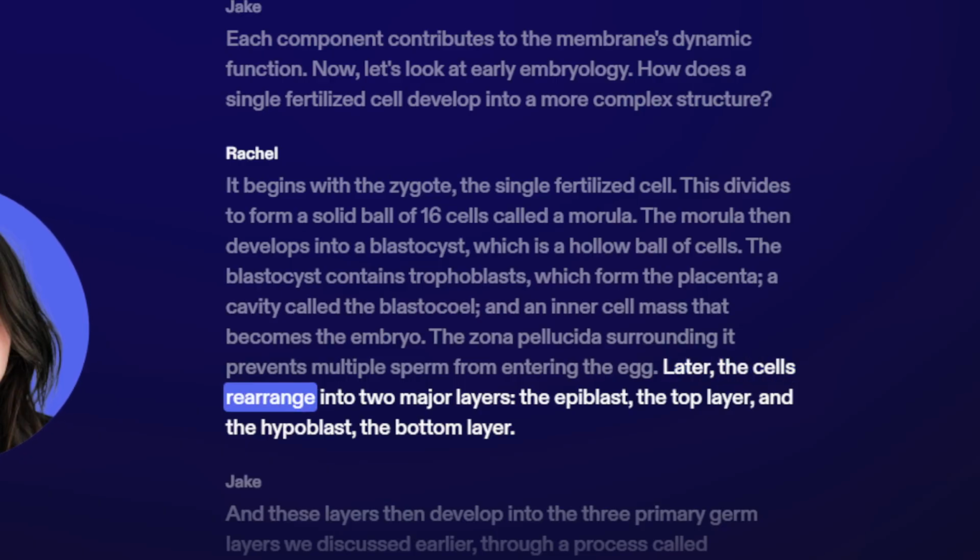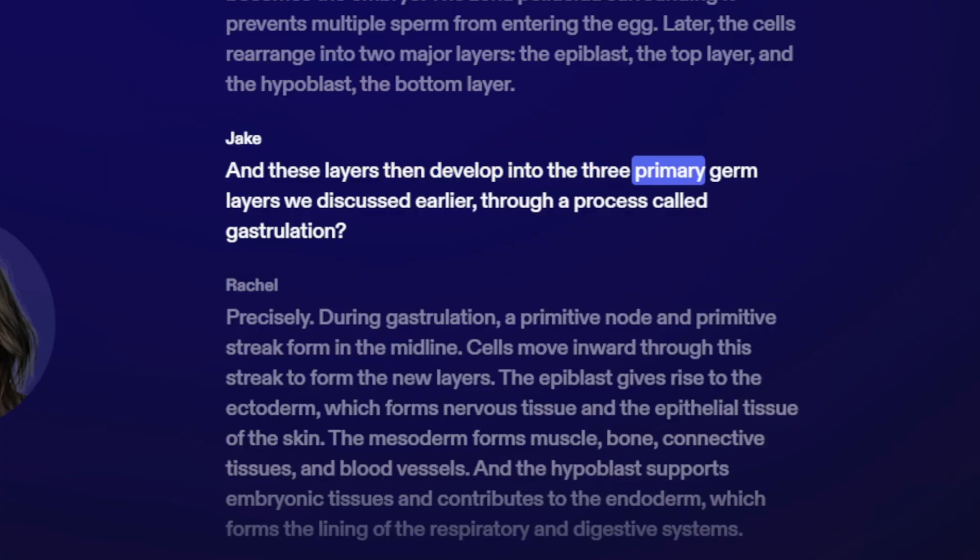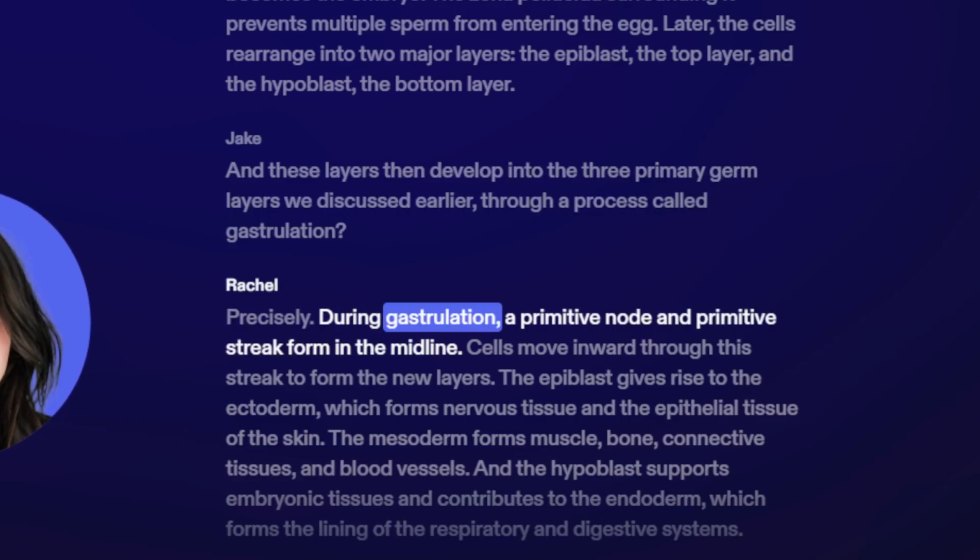Later, the cells rearrange into two major layers, the epiblast, the top layer, and the hypoblast, the bottom layer. And these layers then develop into the three primary germ layers we discussed earlier through a process called gastrulation. Precisely. During gastrulation, a primitive node and primitive streak form in the midline. Cells move inward through this streak to form the new layers.